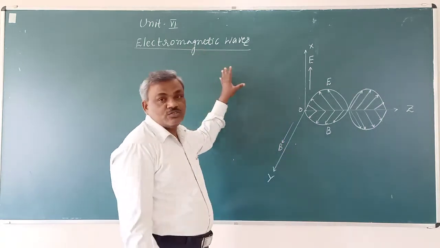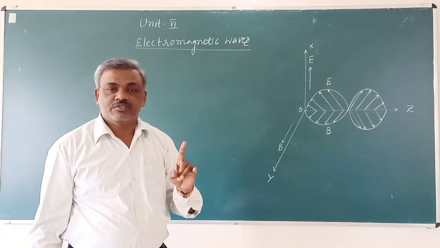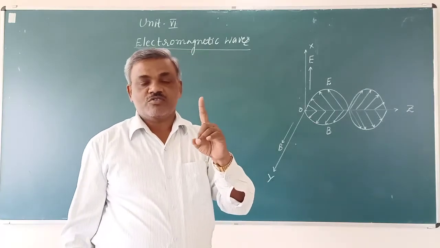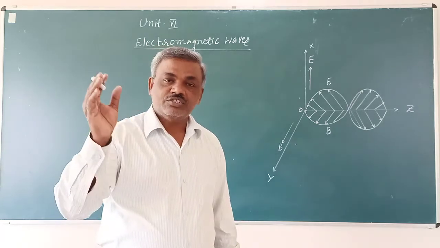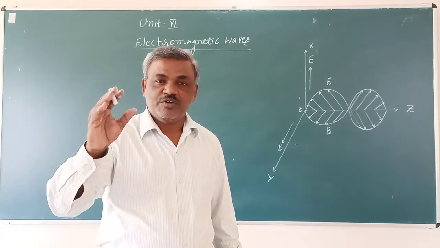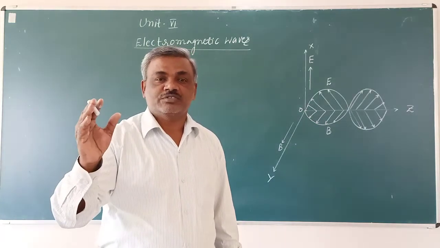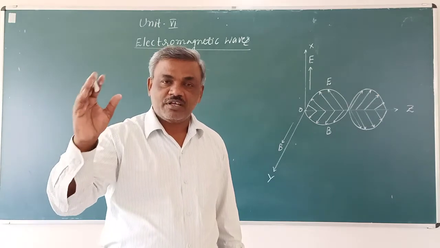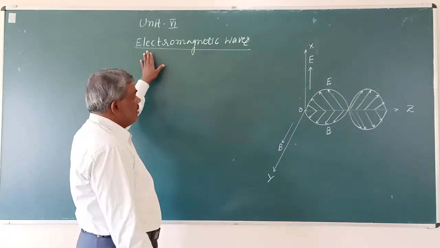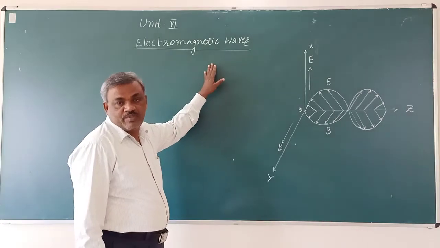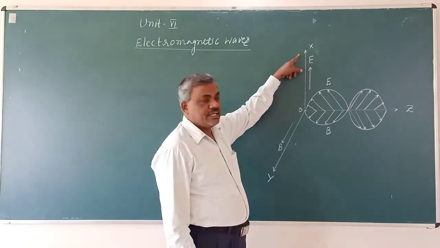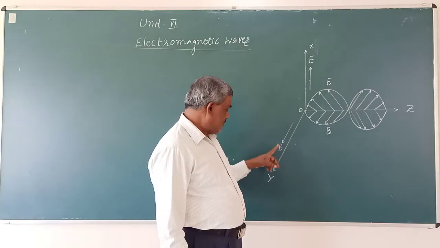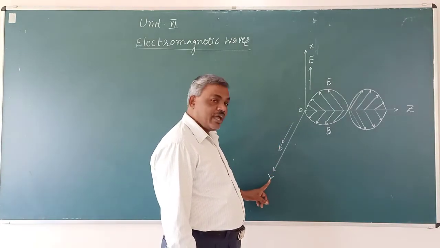What is the source of electromagnetic waves? The accelerated charged particles produce electromagnetic waves. So the accelerated charged particles are the source of electromagnetic waves. Now here the electric field E is taken along the x-axis, and the magnetic field B is taken along the y-axis.